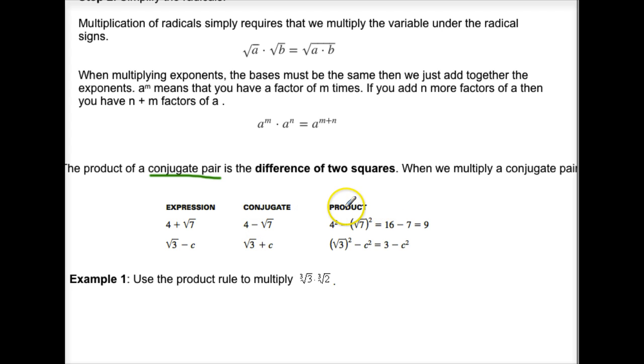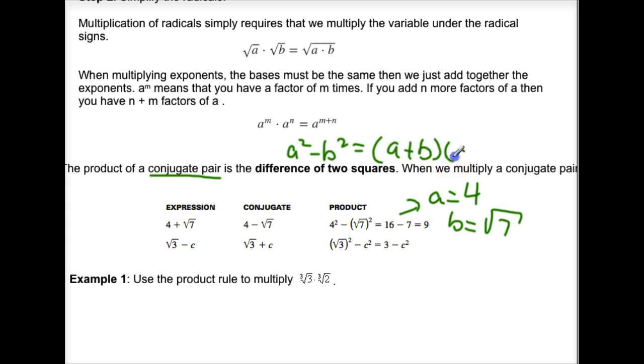When we multiply them, all we're doing is squaring each of my a and my b. So in this case, my a is equal to 4, and my b is equal to radical 7. And then this becomes 4 squared, which is 16, minus, and remember, difference of squares is a squared minus b squared. It's going to be a plus b and a minus b. Hopefully you remember the difference of squares. And then radical 7 squared is 7, which will give us 9.